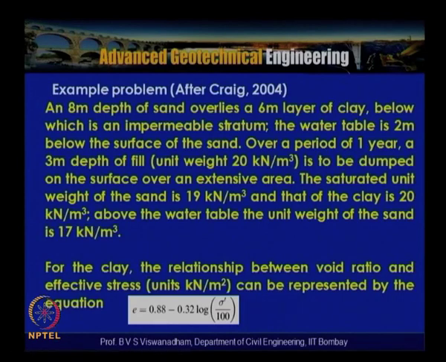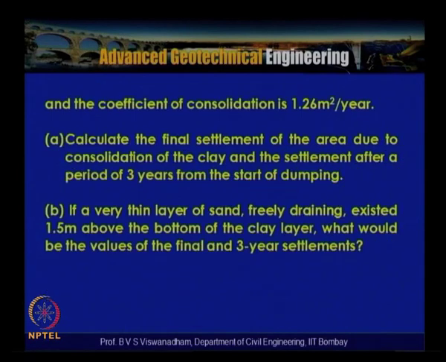Here the relationship between the void ratio and the effective stress is given, which is obtained from the e log sigma curve, which is nothing but e = 0.88 - 0.32 log(sigma dash / 100), where sigma dash is measured in kilonewton per meter square. It is also given that the coefficient of consolidation of this soil is 1.26 meter square per year. We know that the units of the coefficient of consolidation are meter square per second, meter square per year or centimeter square per minute. Here the coefficient of consolidation of the clay is 1.26 meter square per year.